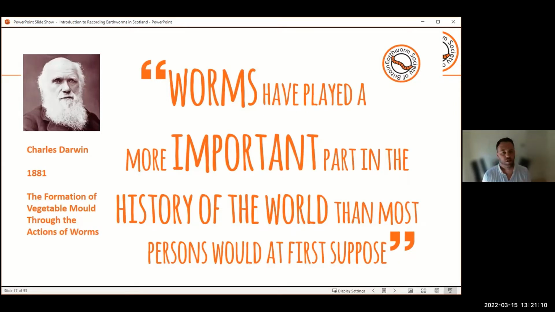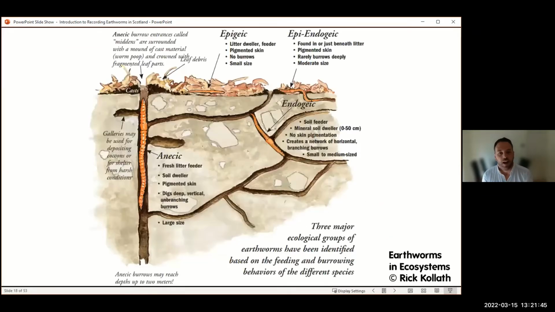What about their ecology? So the father of earthworm ecology is Charles Darwin. He wrote a book on earthworms, which I recommend everybody reads, called The Formation of Vegetable Mold Through the Action of Worms. It was published in 1881, and it was his biggest selling book during his lifetime. So it's a much better read than that other one he wrote that everybody goes on about. And within this book, he said that worms have played a more important part in the history of the world than most persons at first suppose. So if Darwin was alive today, he might be the one actually running the recording scheme and giving you this talk today. So Darwin knew that earthworms were important.